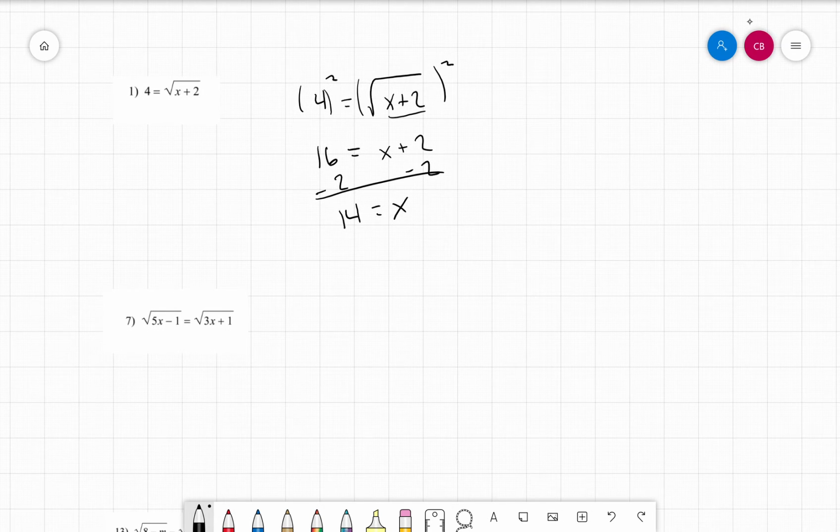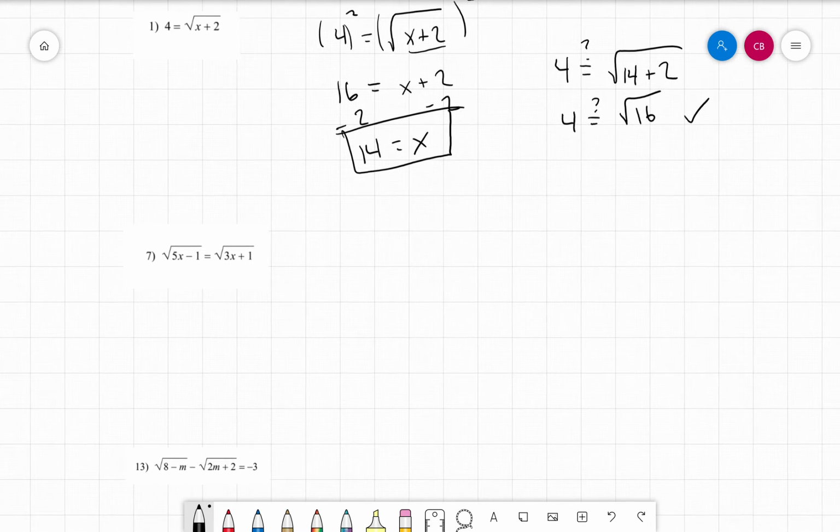We just want to verify that, and this step is necessary in most cases. Although in this one you can kind of see right away. You could probably do this in your head. 4 is equal to the square root of 16. And we know that's true, so then x is equal to 14 is our solution to this one.